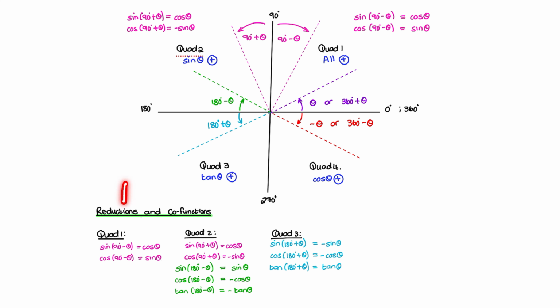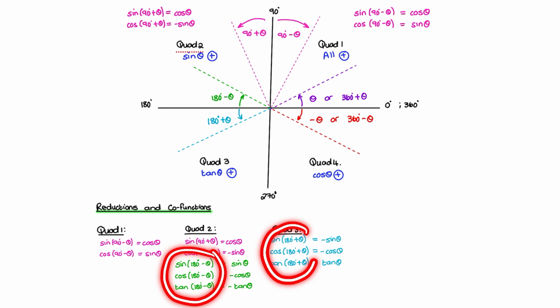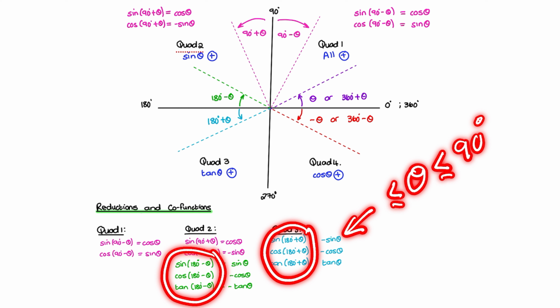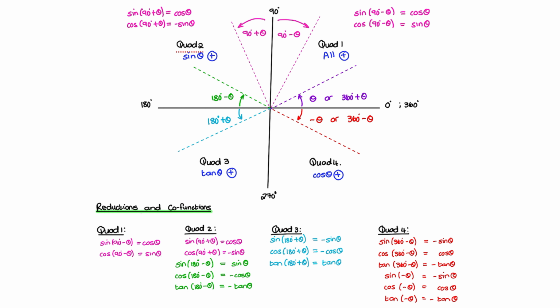So what we do with reductions of 180 degrees minus theta and 180 degrees plus theta, we are learning how to rewrite these trigonometric ratios as acute angles. So that is where theta is between 0 and 90 degrees. So let us go on to quadrant 4.